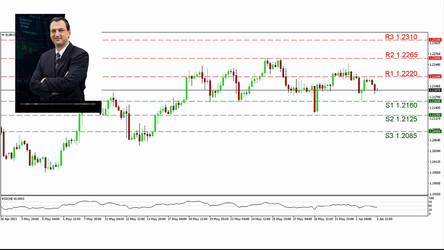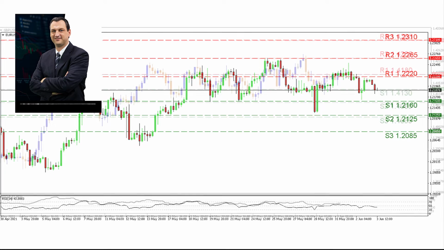Looking forward, traders should keep in mind the industrial activities data for April from Germany on the 7th and 8th of June. Also on the 8th we get the German ZEW economic sentiment and current conditions for June, while on the same day the Eurozone GDP revised figures for Q1 are to be released. On the 10th of June we get the ECB interest rate decision, which could move the pair extensively.